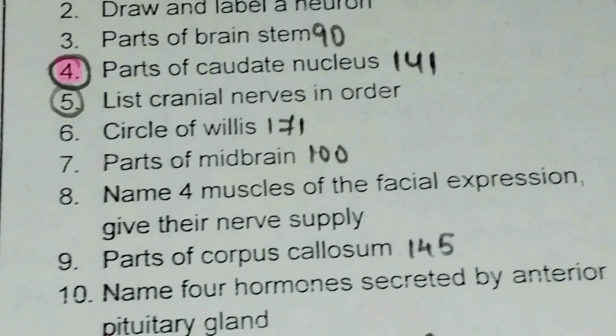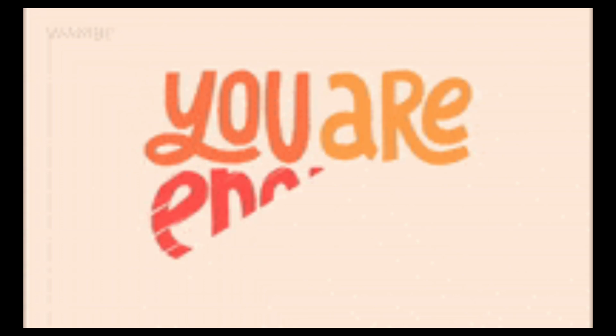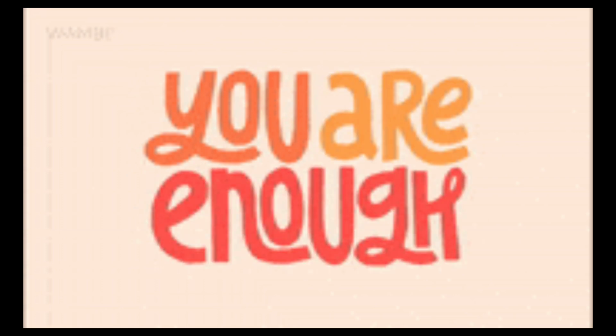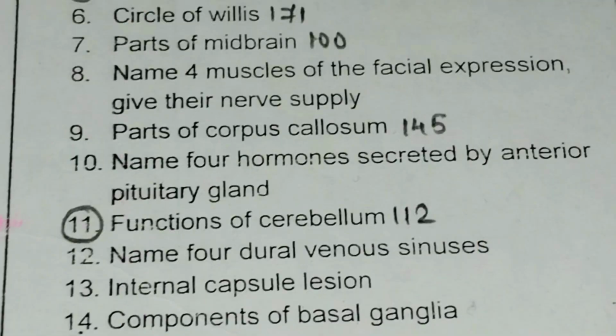Ninth one, parts of corpus callosum. 10th one, name 4 hormones secreted by anterior pituitary gland. 11th one, functions of cerebellum. 12th one, name 4 dural venous sinus. 13th one, internal capsule lesion. 14th one, components of basal ganglia. And finally, we have come to an end of this volume.